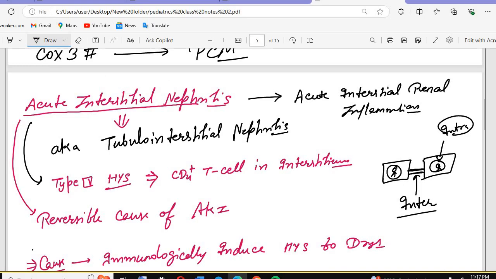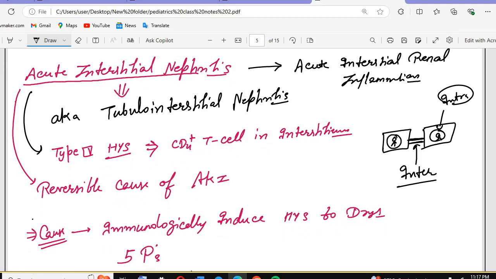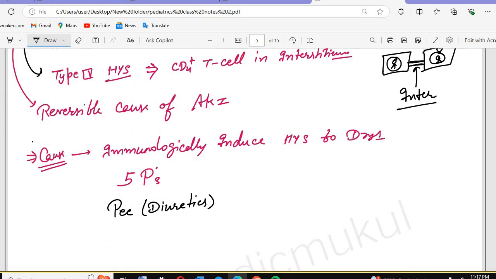Acute interstitial nephritis, also known as tubulointerstitial nephritis, is acute interstitial renal inflammation. This is type 4 hypersensitivity, where we have CD4 positive T cells in the interstitium, and it is a reversible cause of AKI. The cause here, remember, is immunologically induced hypersensitivity to a drug.